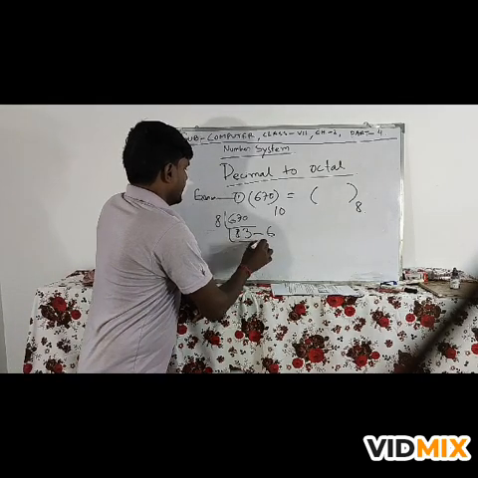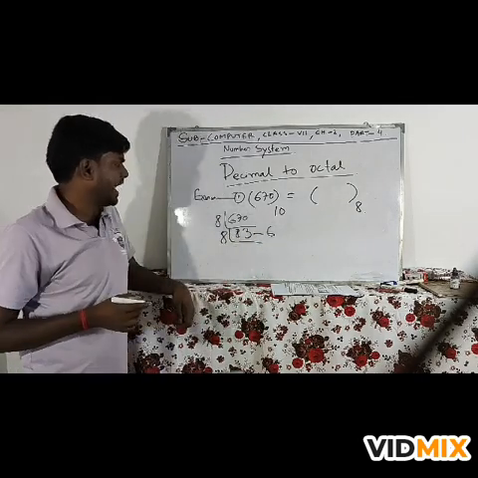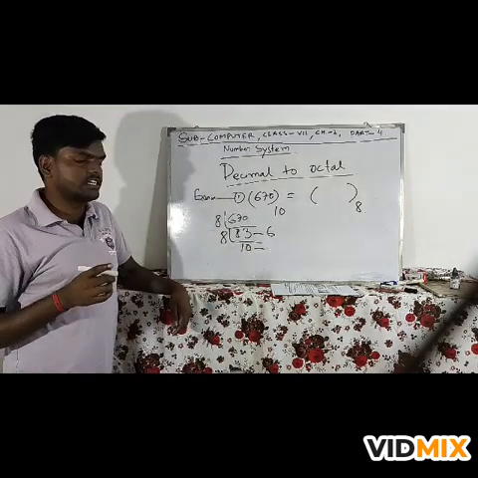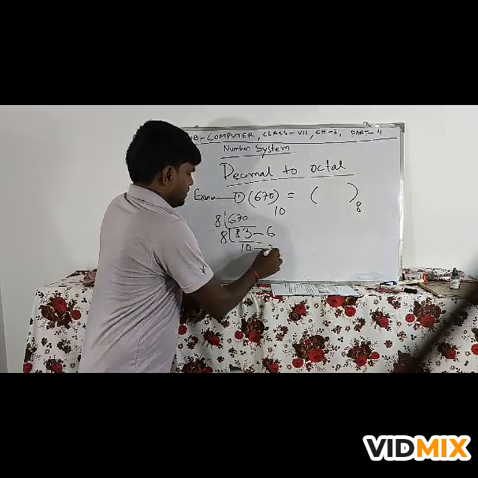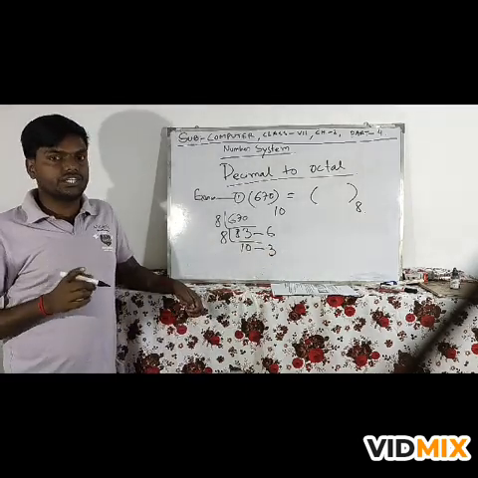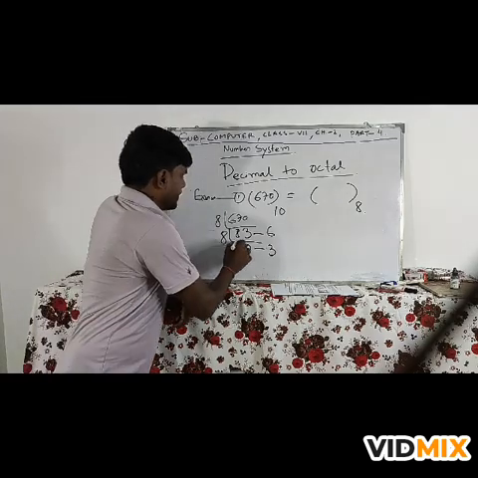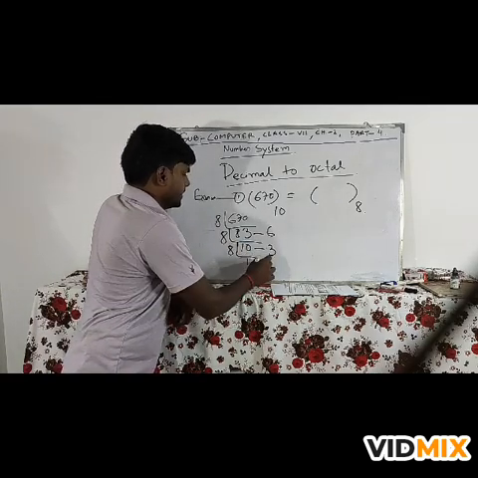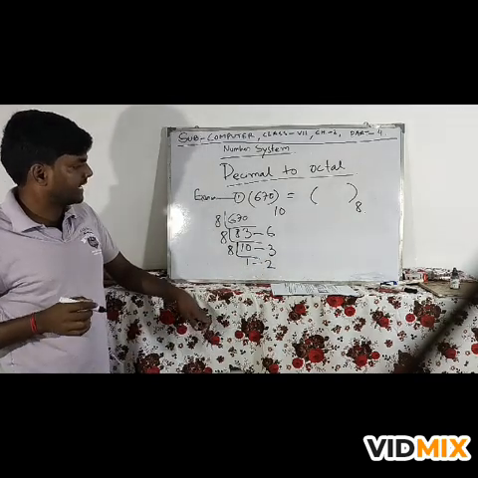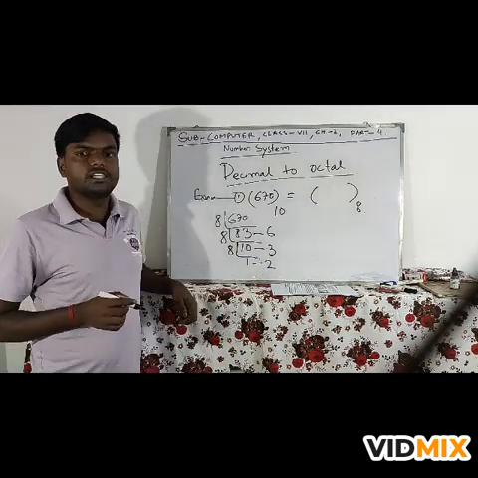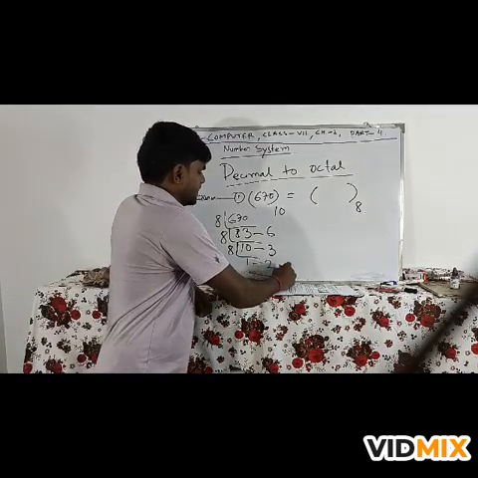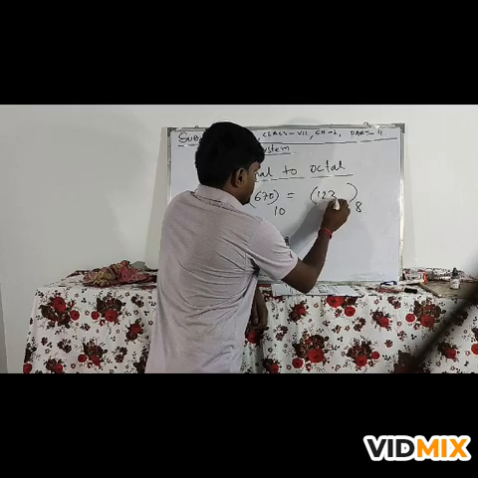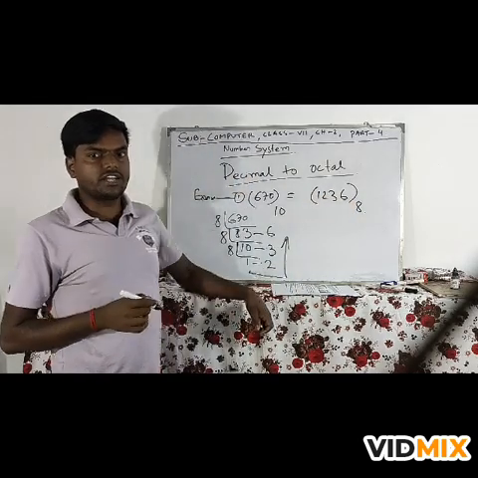Clear? Next, again divided by 8. 8 tens are 80, remaining 3. Again divided by 8. 8 ones are 8, remaining 2. So basically we are getting the answer 1 2 3 6. Clear? So this is the first example.